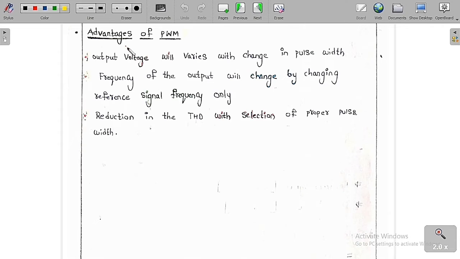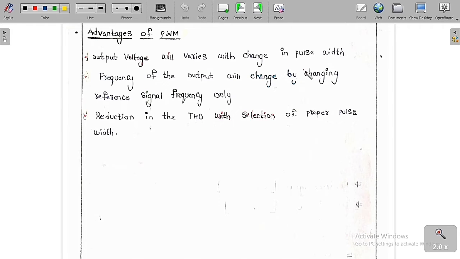Let me tell you some of the important advantages of pulse width modulation. The output voltage varies with change in pulse width, as I have already told you. By changing the pulse width, we can easily vary the overall average value of the output voltage. Whereas in the previous case we get a constant output voltage waveform irrespective of the load. No matter what the load, we get a constant average output voltage, but we don't want that. We want a variable output average voltage.